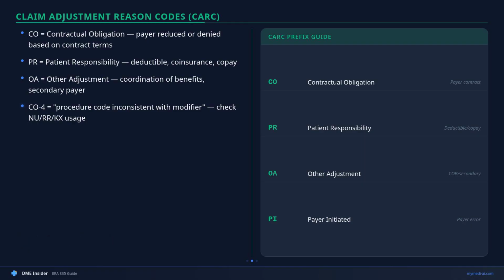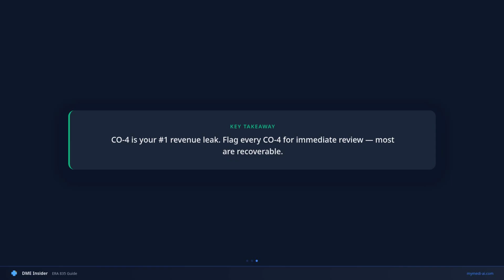For DME suppliers, the single most important CARC to watch is CO4. CO4 means, quote, the procedure code is inconsistent with the modifier used. In plain language, you billed a code with the wrong modifier, or a required modifier was missing. According to industry revenue cycle benchmarks, the average DME supplier loses approximately $3,200 per quarter to CO4 adjustments alone. That's nearly $13,000 a year from one adjustment code. The good news, most CO4 adjustments are recoverable. You resubmit the claim with the correct modifier within the timely filing window, and you get paid.